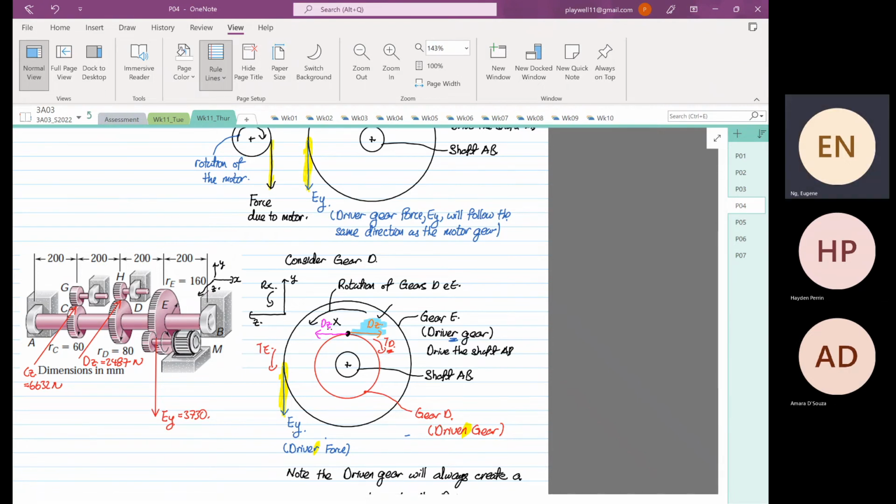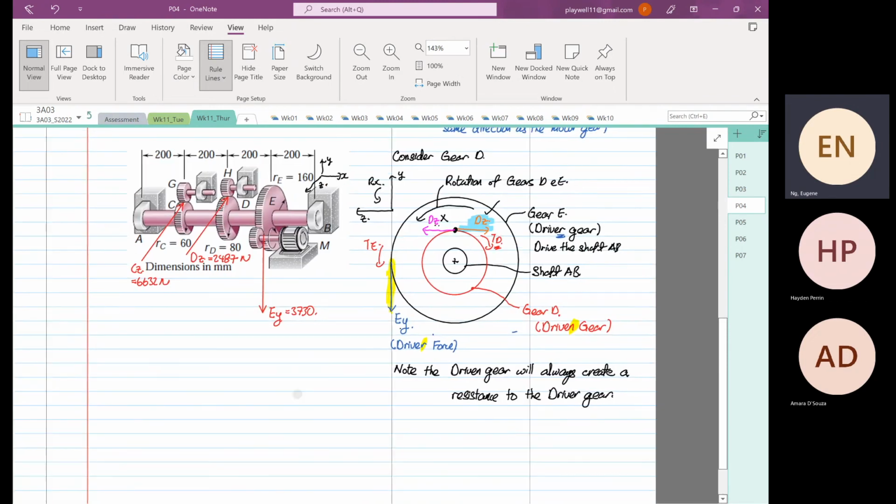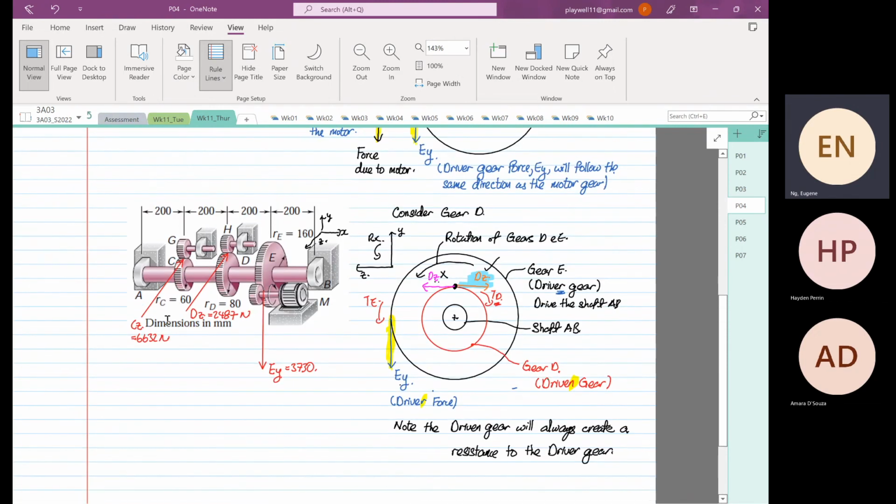So from here, we are going to determine next, once you determine the directions already, the reaction of the bearings at points A and B.